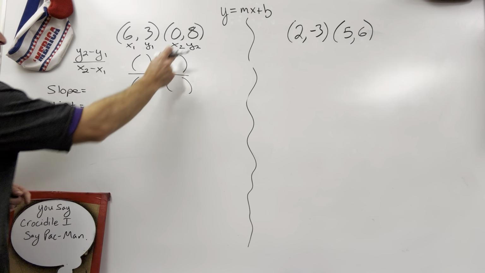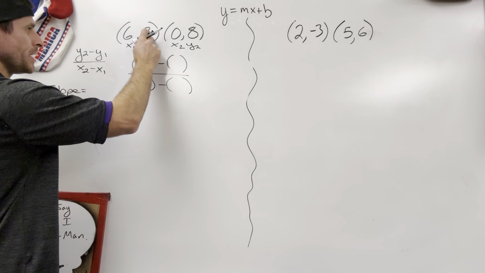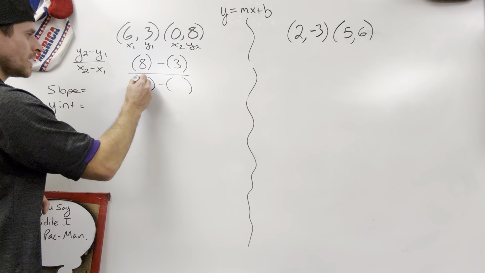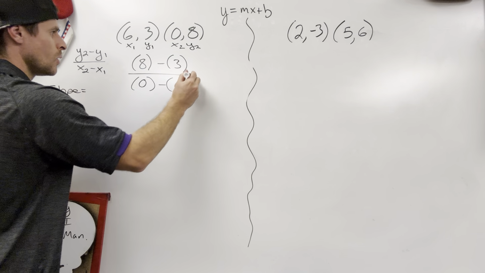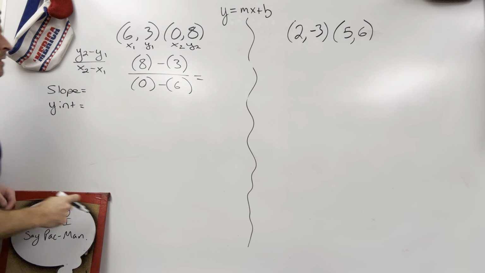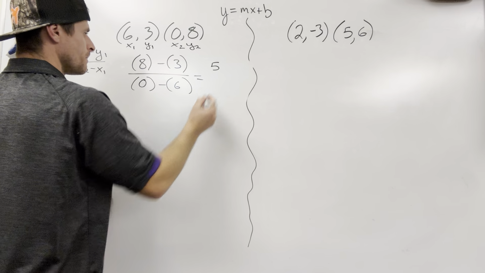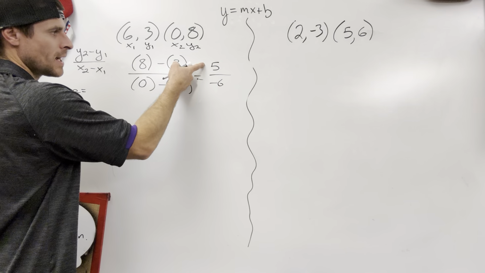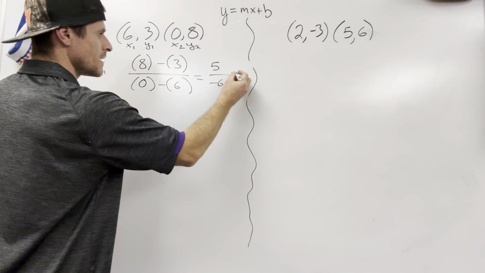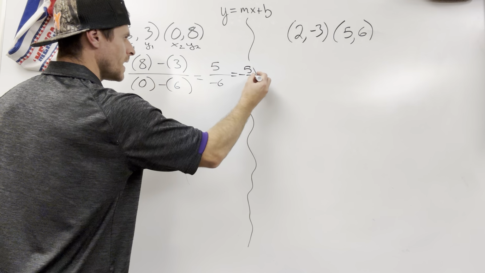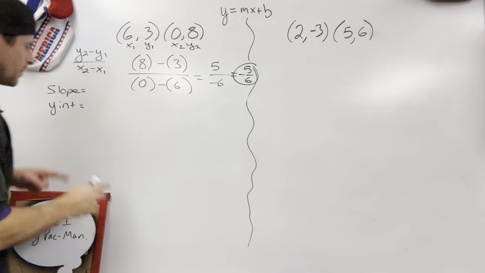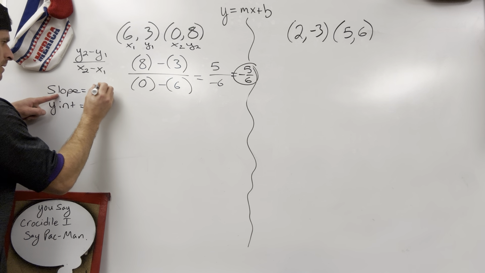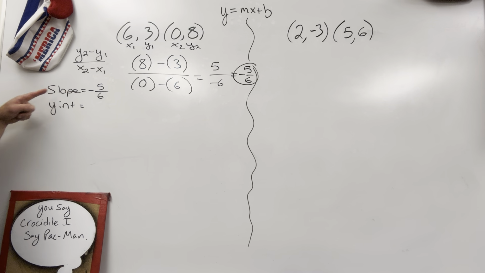So let's do that. Let's put 8 right here, 3 right here, 0 right there, and 6 right here. We are going to find the slope. So 8 minus 3 gives me 5. 0 minus 6 would give me a negative 6. A positive divided by a negative comes out as a negative. So negative 5/6 is our slope. I'm going to label that right over here so that I have it when I'm ready to use it.